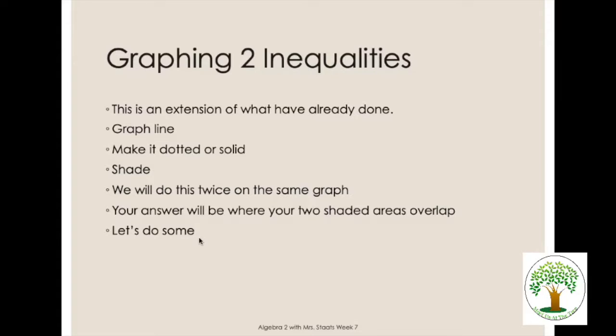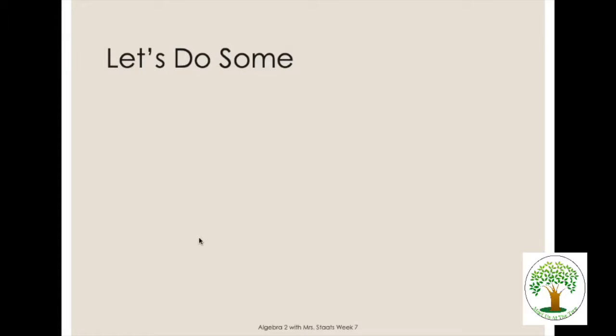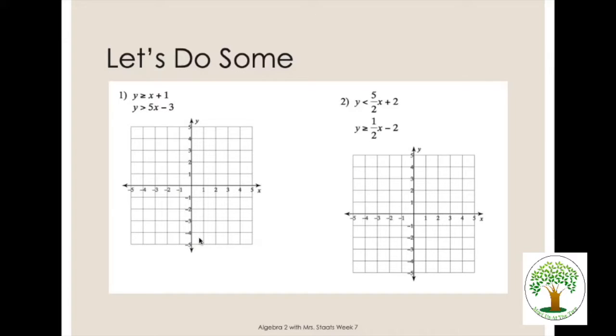Let's do 1 and 2. Let's do these together. I suggest that when you do your shading on the first one and the second one, you do it lightly. Very lightly. Why? So that you can actually see where they overlap. If you do it so dark, you won't be able to see very well.